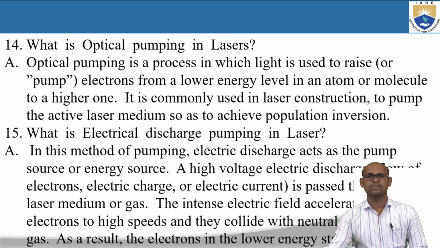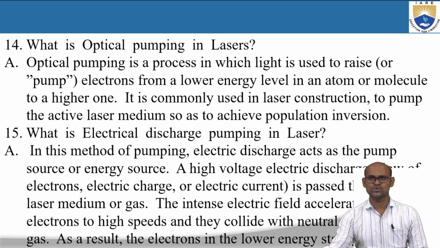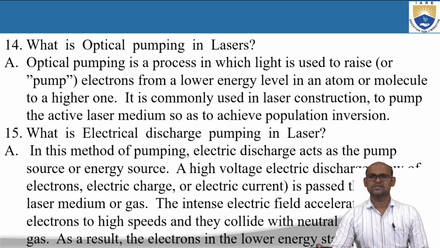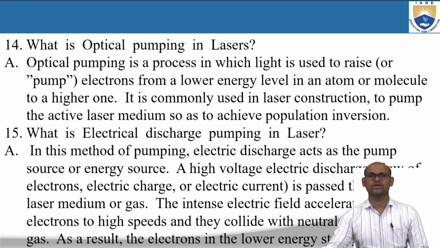What is optical pumping in lasers? Optical pumping is a process in which light is used to raise or pump electrons from a lower energy level in an atom or molecule to a higher energy level. So it is commonly used in laser construction to pump the active laser medium so as to achieve population inversion.